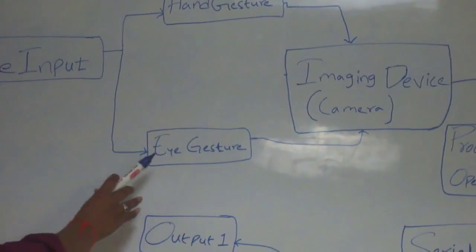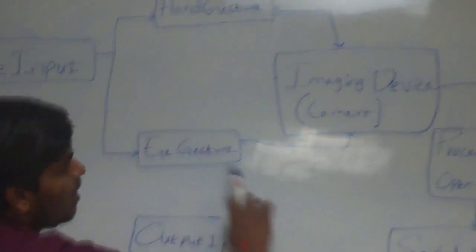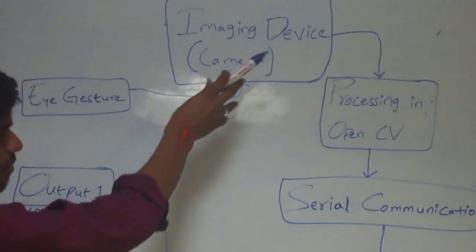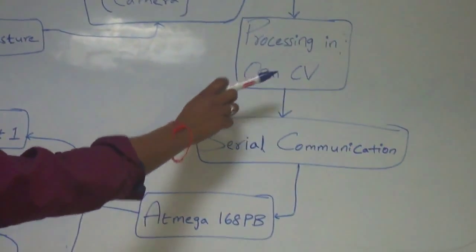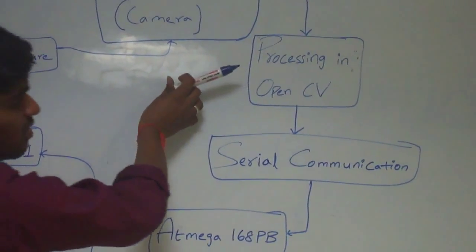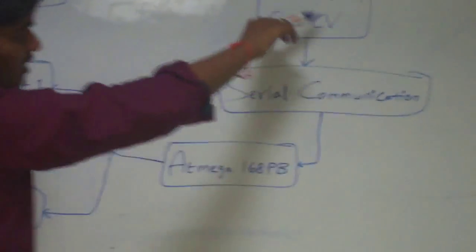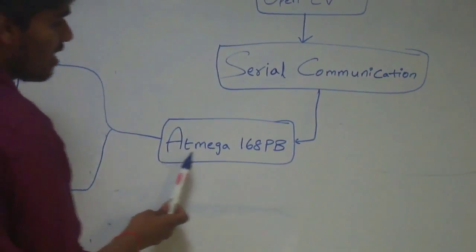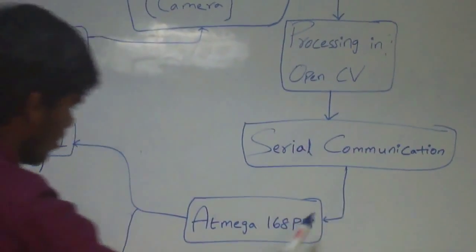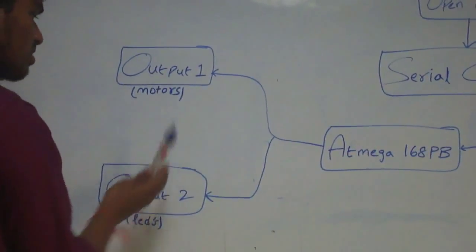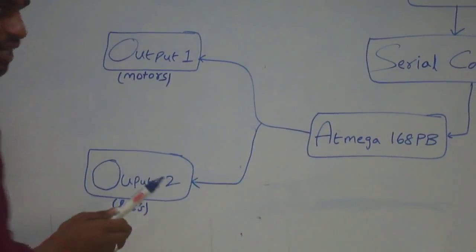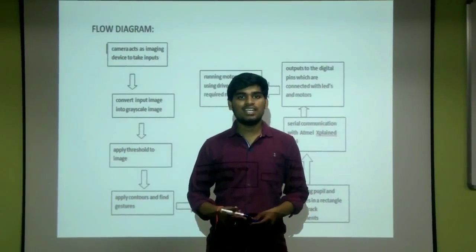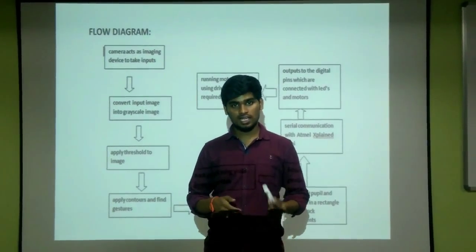If he responds that he needs eye gestures, then again the camera, which is nothing but the imaging device, will be switched on, and again the processing in OpenCV is done where the eye gesture code is run. At this time the serial communication takes place between the Atmega 168PV and Python, the third party application, and again the respective output pins are taken to the high state and the motors and the LEDs are driven on. Let me explain to you about the flow chart or the flow diagram of our project.